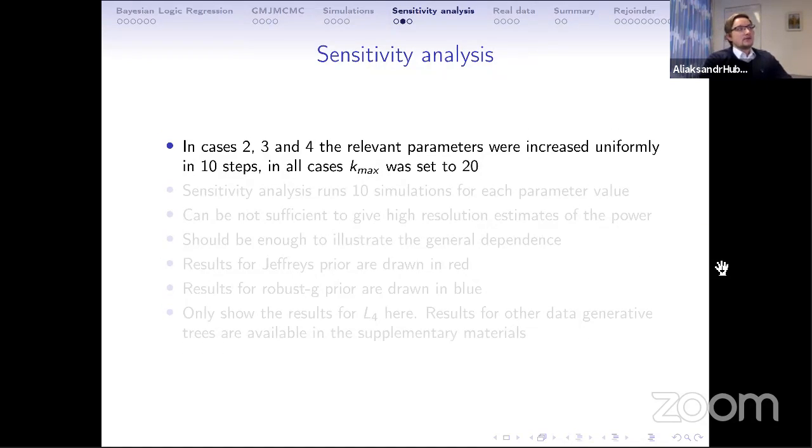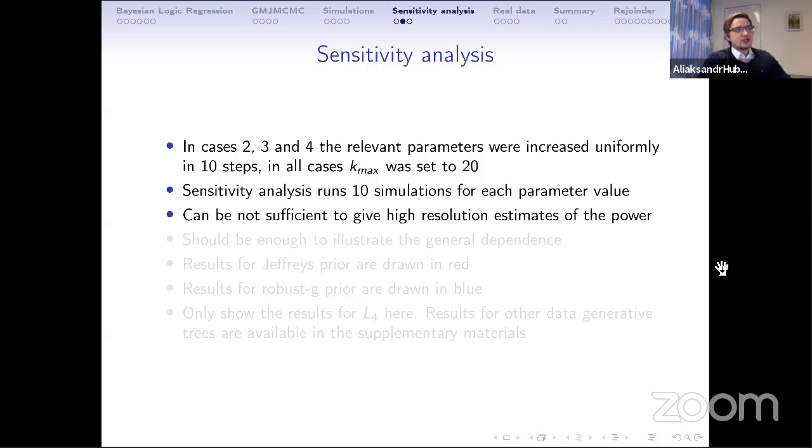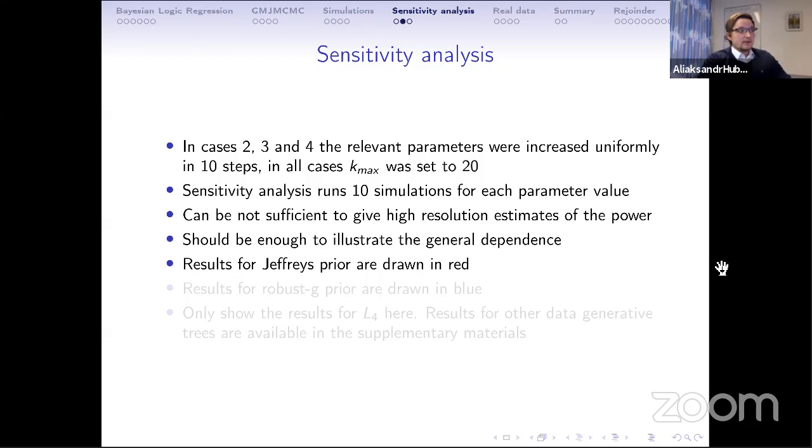In cases 2, 3, and 4, all of the relevant parameters were increased uniformly in 10 steps. In all of the cases, Kmax was set to 20 and Cmax was set to 5. We performed the sensitivity analysis with 10 runs or 10 simulations per each individual parameter value. This may not be sufficient for extremely high resolution estimates of the power, but at least it gives some illustration of the general dependence. We depict the results for the Jeffreys prior in red, and the results for the robust G prior are drawn in blue.